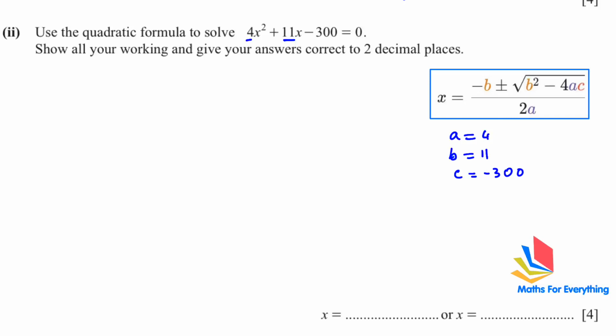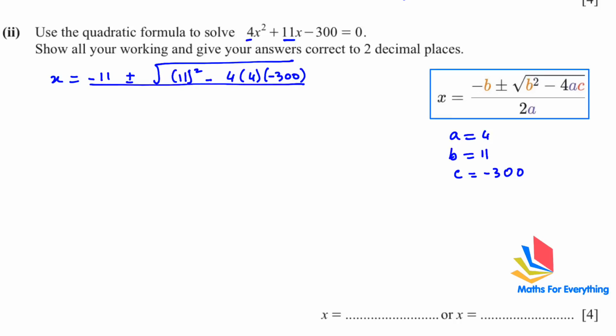So we now will just substitute everything. Negative 11 plus and minus square root 11 squared minus 4 multiplied by 4 and c is negative 300 over 2 multiplied by a, which is 4.